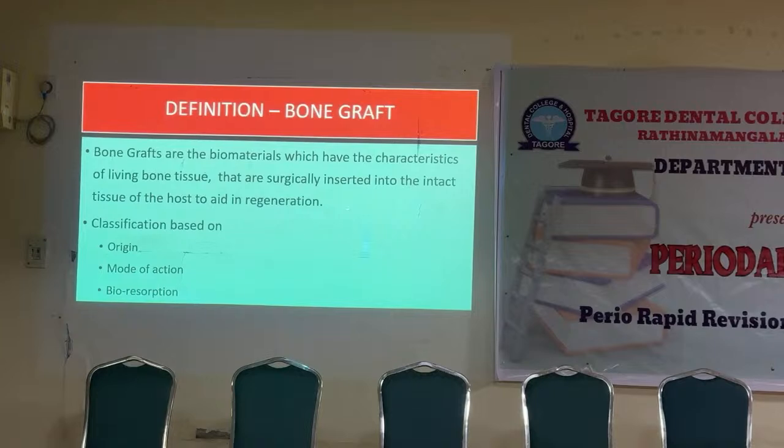What is allograft? Same species but different individual. If I do a surgery for myself, I take from the other person, let's say human beings. What is xenograft? From animals. What is alloplast? Plast means plastic. So it is an artificial or a synthetic material which mimics the graft material. It is not a living tissue.